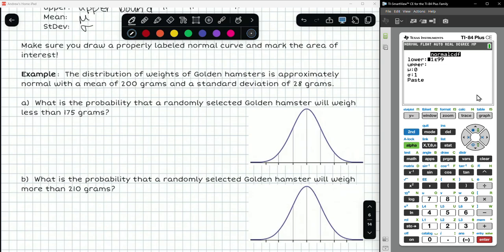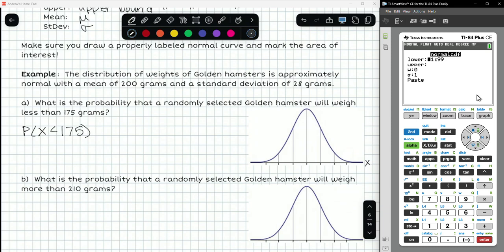Example: the distribution of weights of golden hamsters is approximately normal with a mean of 200 grams and a standard deviation of 28 grams. What is the probability that a randomly selected golden hamster will weigh less than 175 grams? So probability that X is less than 175. So I'm writing my probability notation. And with the TI-84, I don't have to convert to z-scores. I'm going to label my picture and use my calculator.